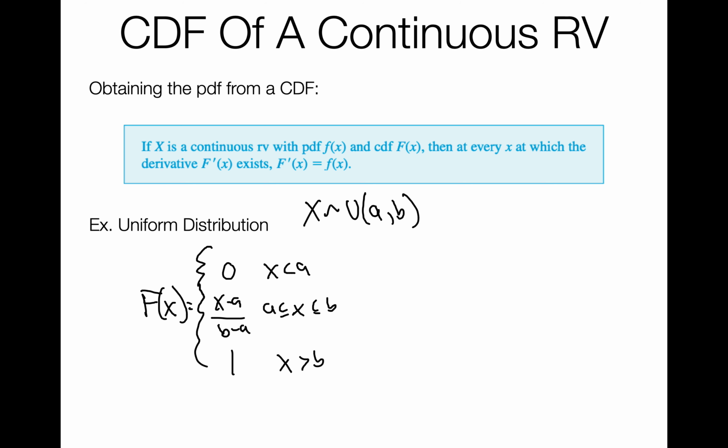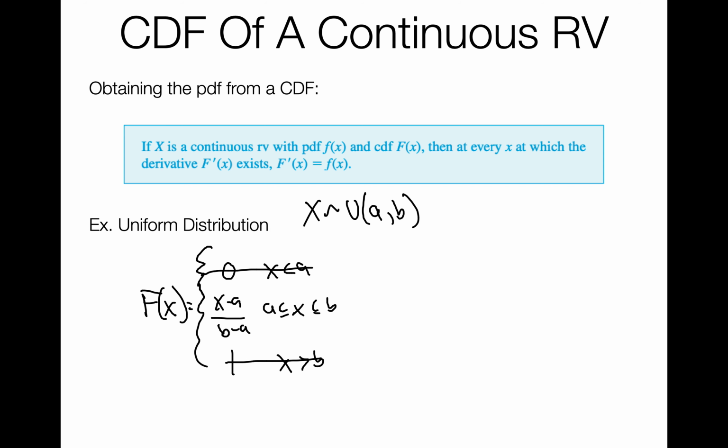Now, we don't really care about the 0 and 1 cases, so we'll put a line through them. Think: what's the derivative of a constant? That's 0. They do still exist and they're there, but what I care about is that middle part.